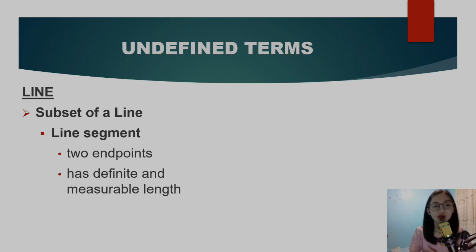Okay, so ang line segment ay part ng line na merong dalawang endpoints. When we say endpoints, meron siyang dalawang ends sa dulo. And then has definite and measurable length. Dahil meron nga siyang endpoint, pwede natin siyang ma-measure. Hindi siya hahaba pa ng mas mahaba pa doon sa illustration niya. So to have an example for that, we have this illustration.